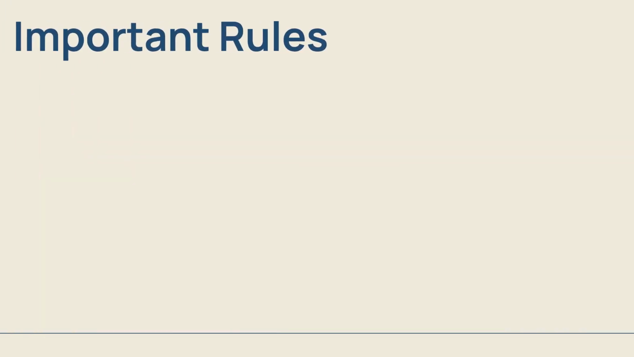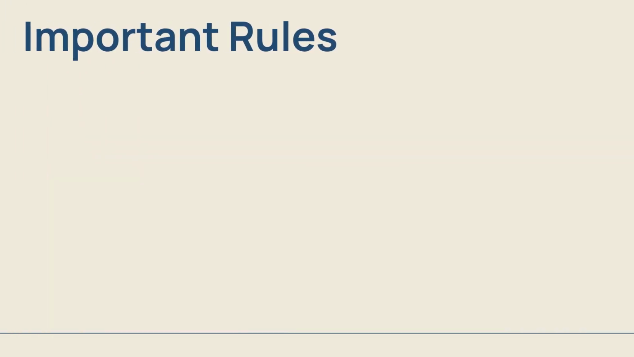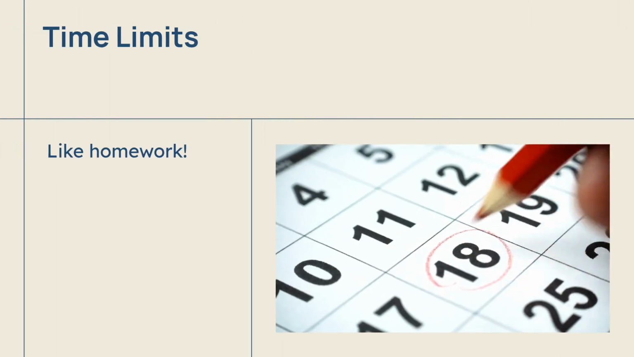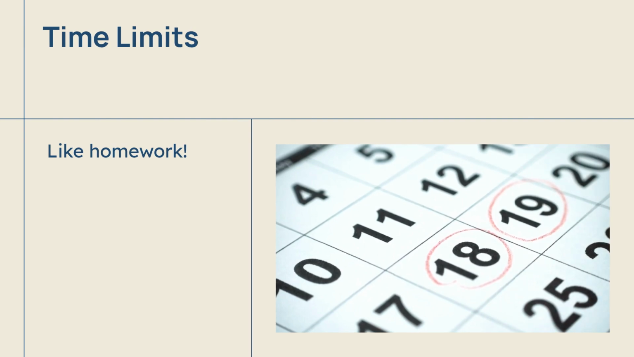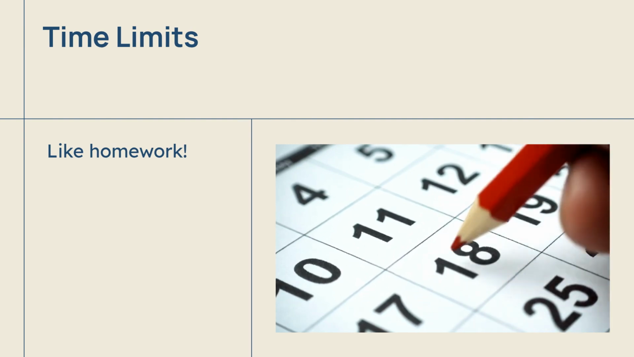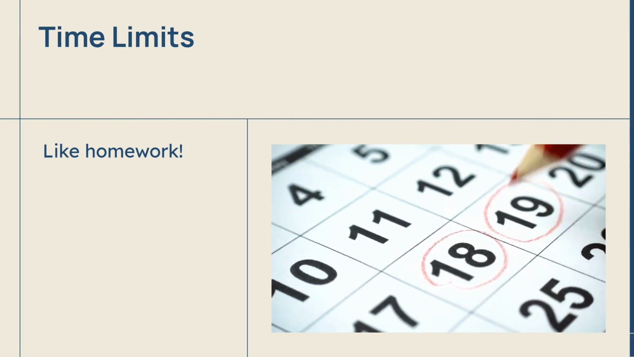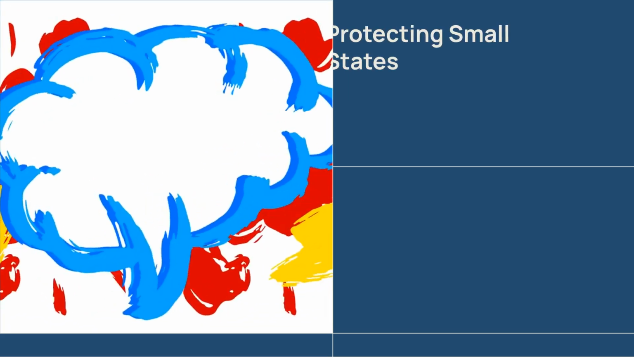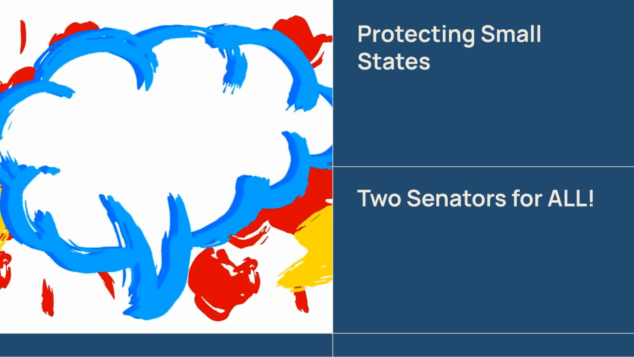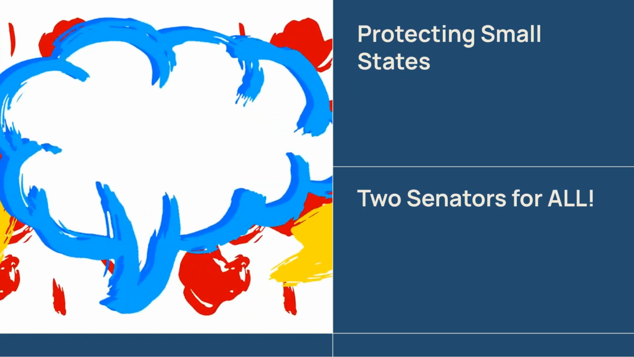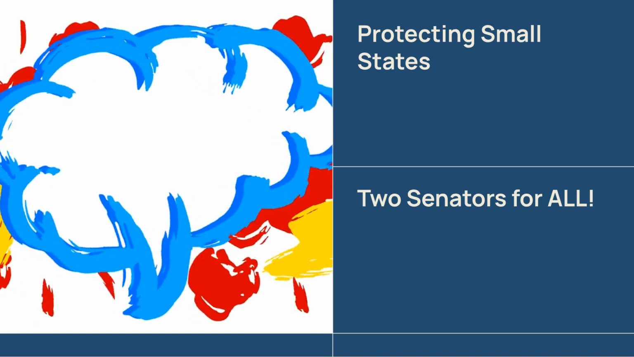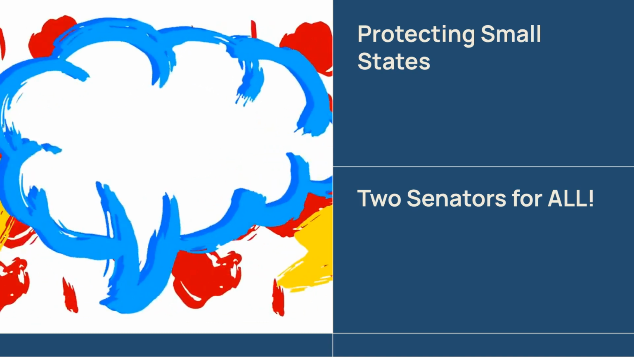The Constitution also has some key rules and restrictions for this process. Congress can set a time limit for ratification, usually 7 years. If states don't approve it by then, the amendment fails, just like a homework assignment with a deadline. Here's a super important rule that can never be changed. No state, big or small, can ever be deprived of its equal vote in the Senate. Every state always gets 2 senators.